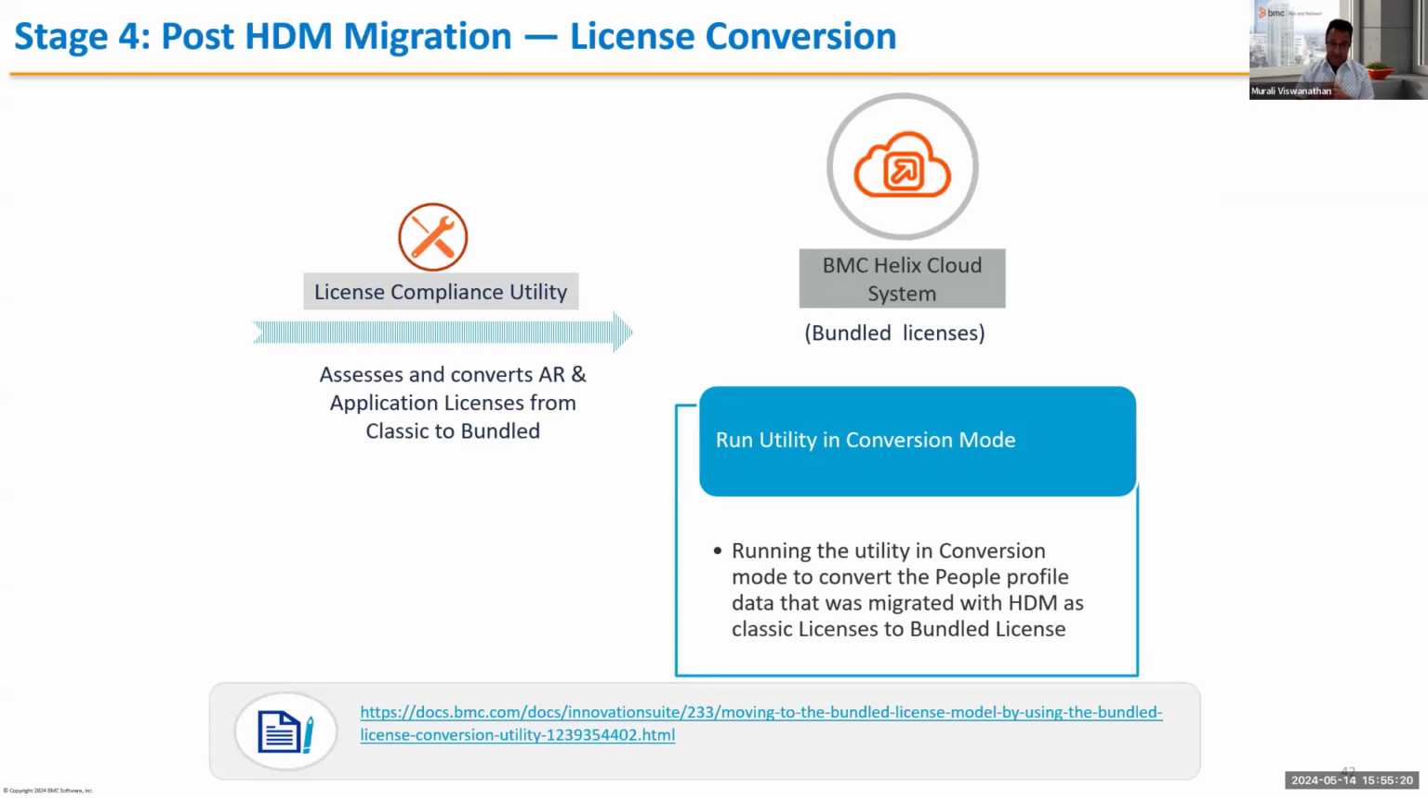So this is again. The reason I'm showing this slide again is, if you remember, we ran the license conversion in assessment mode in the planning stages, and now because we have all the data, all your people profiles at this stage will still have the classic licenses assigned to them. And now you run the utility in conversion mode. This is going to convert all your people profiles to bundle licenses.